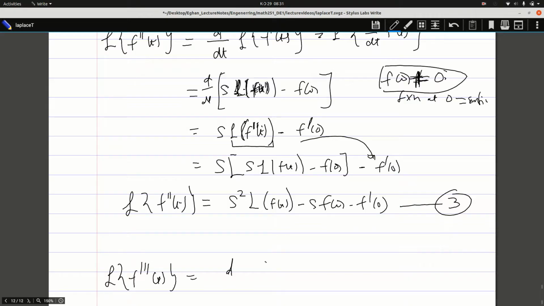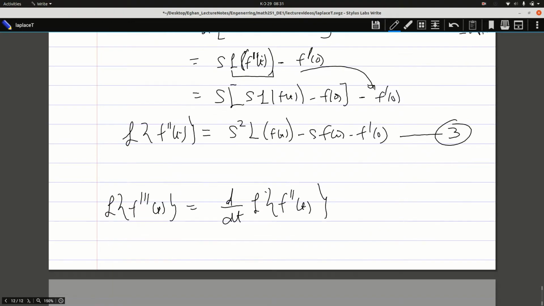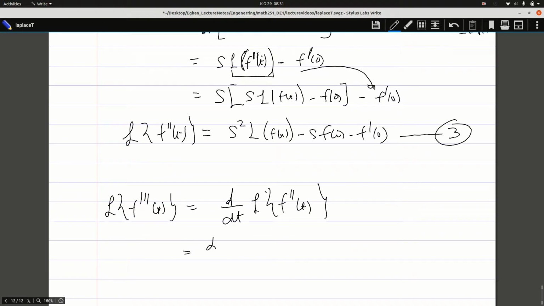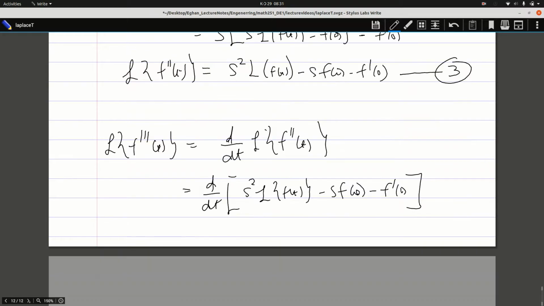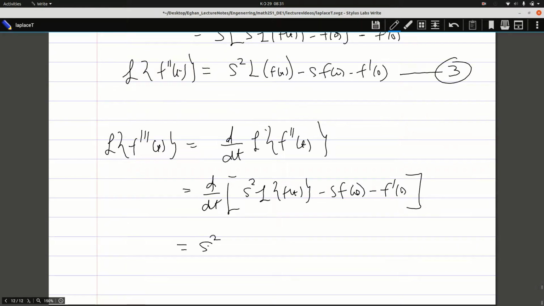d/dt of what? The second derivative. Differentiation increases the derivative. So I have d/dt of s squared Laplace of f of t minus s f at 0, and then the last term. s is a constant, so I have s squared times d/dt, which becomes Laplace of the first derivative, d/dt applies to this, minus s, the first derivative at 0.